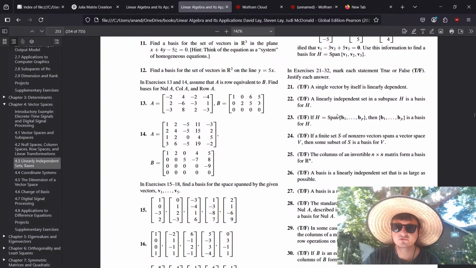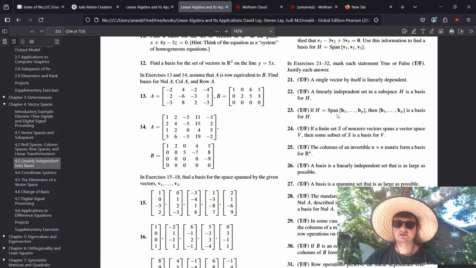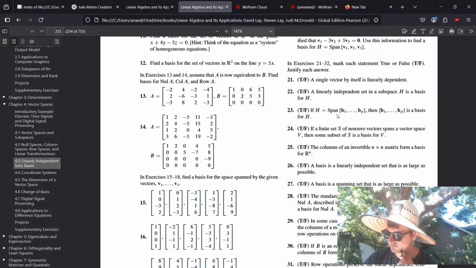All right, true, false. True, falses are good. Okay. A single vector by itself is linearly dependent. That's false. 22. A linearly independent set in a subspace H is a basis for H. That is not true. False. It's not guaranteed to span H.